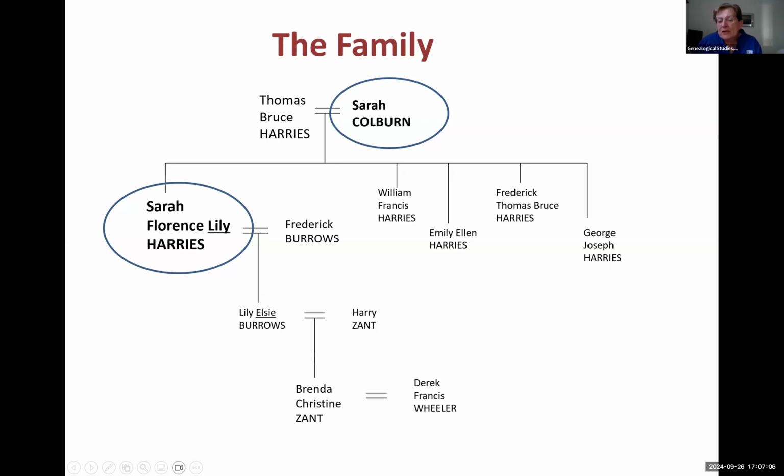Now, the family tree, as told to me originally, was that my grandmother Lily was married to Frederick Burroughs, and she was the daughter of Thomas Bruce Harris and Sarah Coburn. And you can see I've put some of her siblings in. I put another four of her siblings in, but there were many more siblings as well.